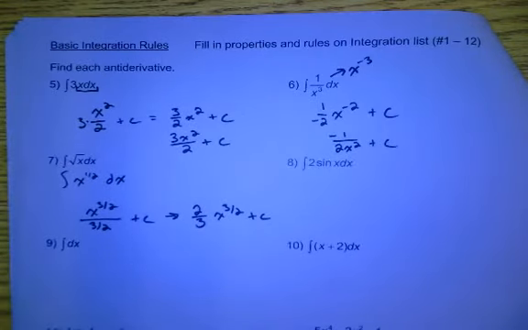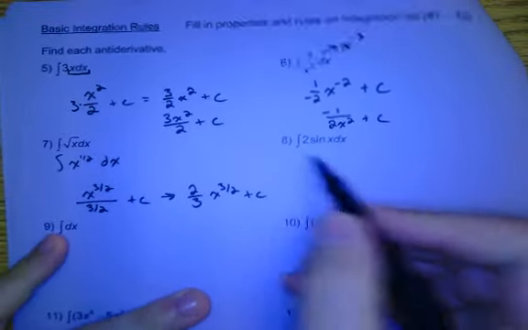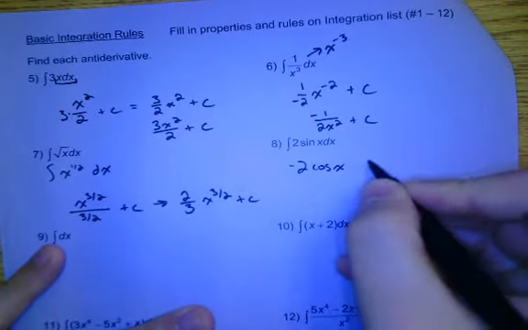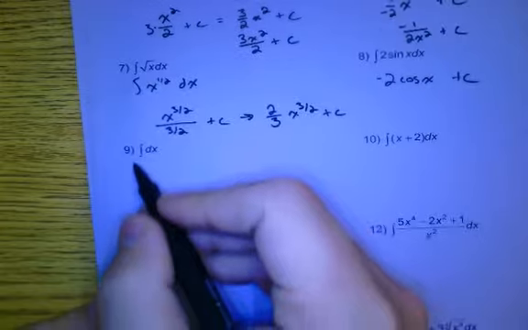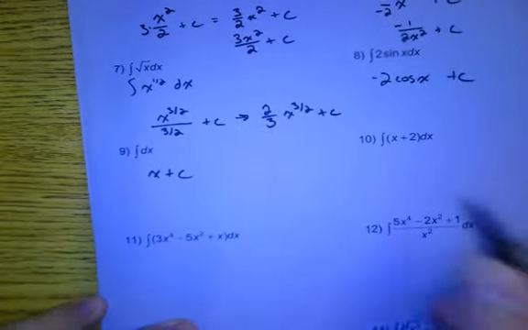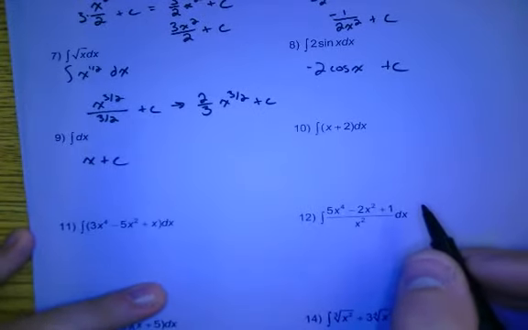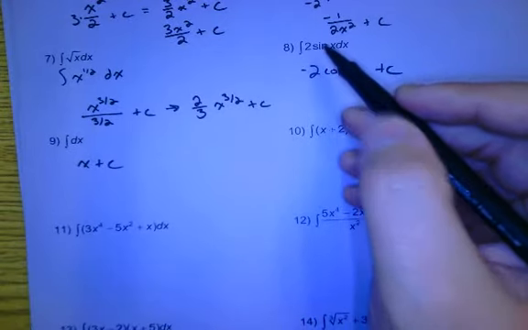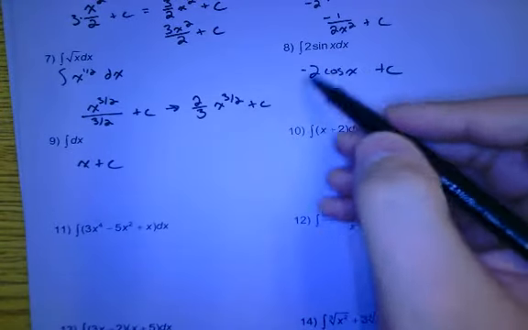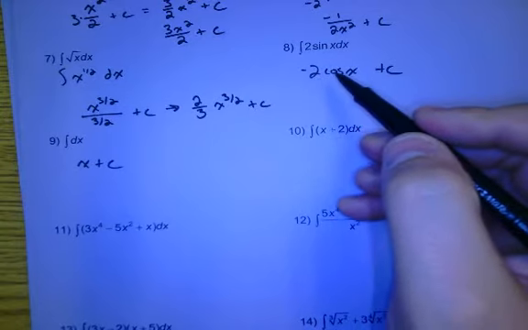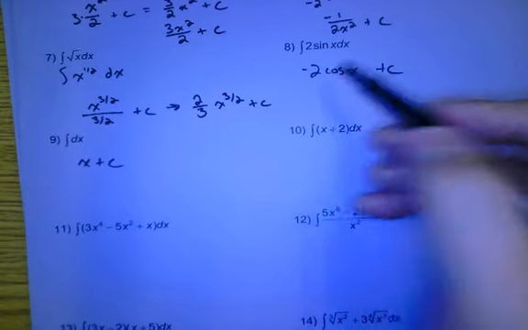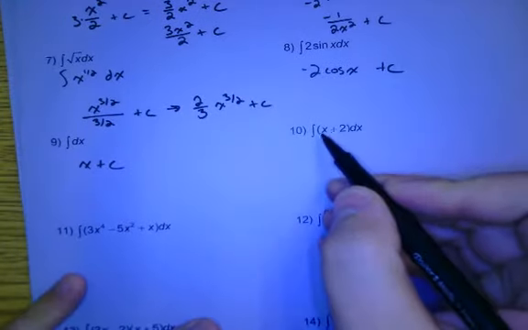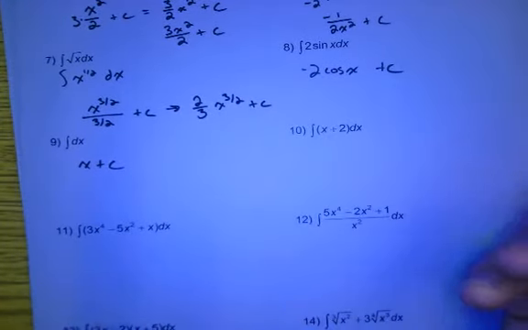Let's bring it back. I looked at just about everyone, saw good stuff. First one, what did we get? -2 cosine x plus c. What about 9? X plus c. Okay, why is it negative? Because look at the little chart there. When you go backwards from sine, it creates a negative, because the derivative of cosine is negative. So we go backwards from sine, you have to have a negative. With these, we're just doing 2 problems in one, and just add your plus c at the end.